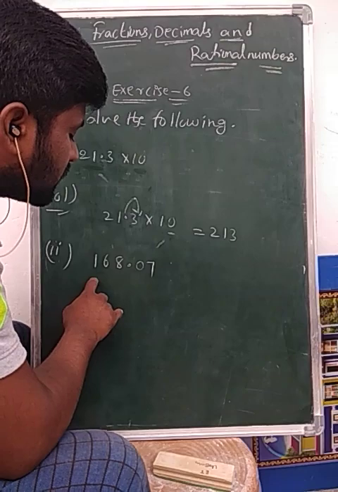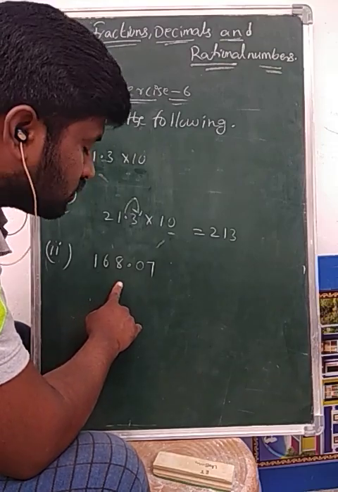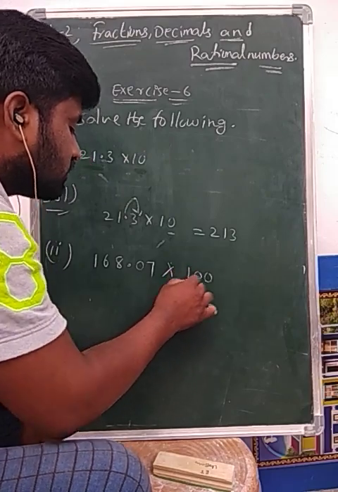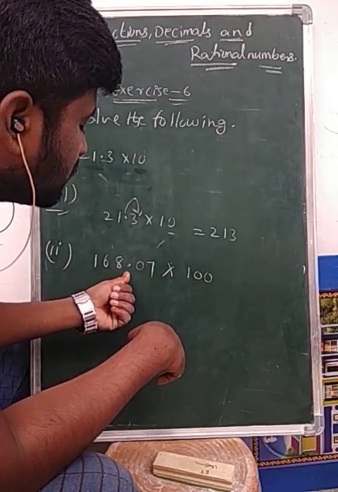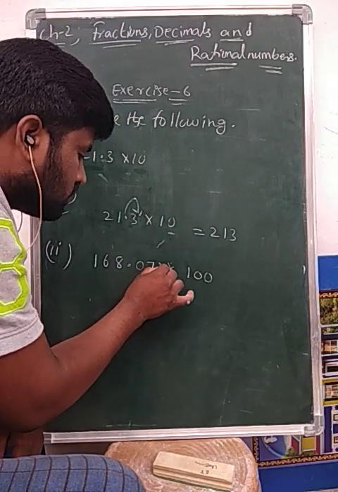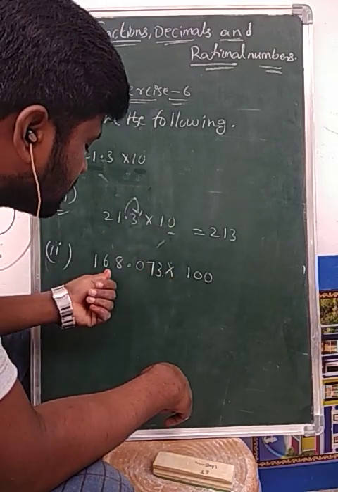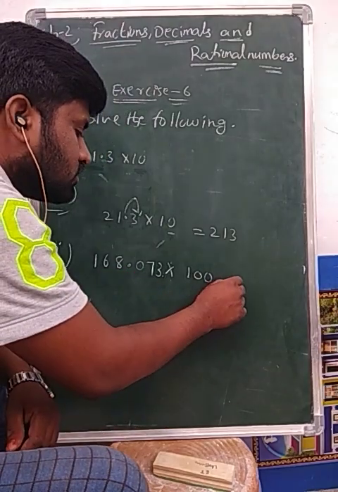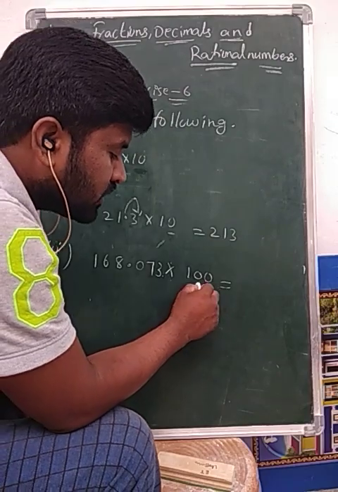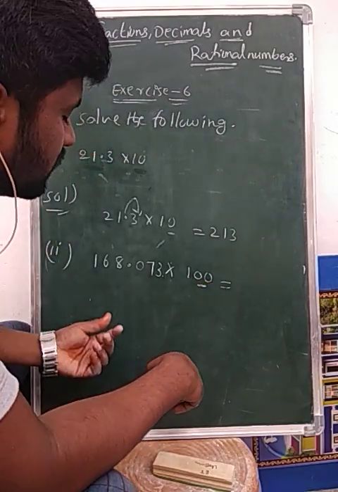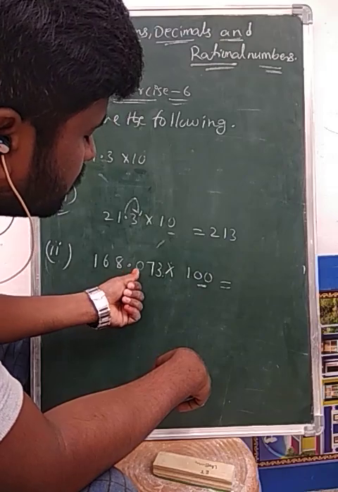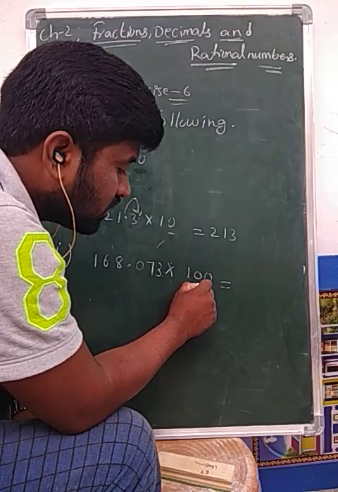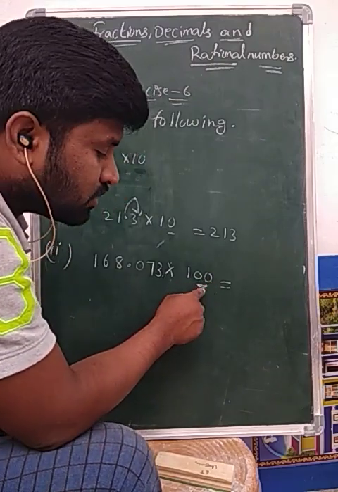168.073 into 100. Now see, in the multiplier how many zeros are there? What is the multiplier here? We are multiplying 168.073 with 100, that is a power of 10. How many zeros are there? There are 2 zeros. Yes, the number of zeros is 2.